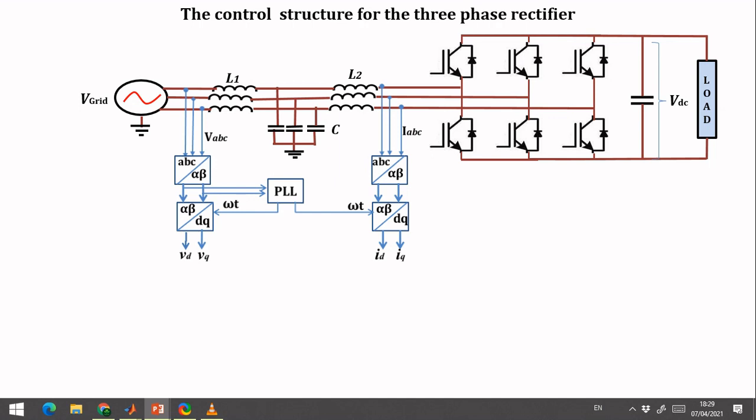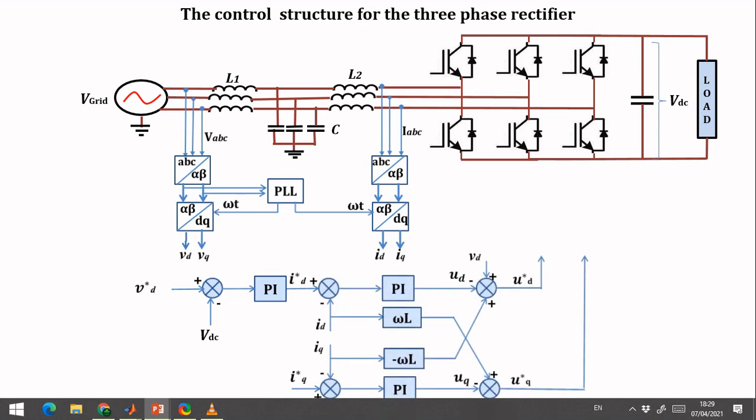This rectifier has two controller loops, the voltage outer loop and the current inner loop. In the voltage loop, the output DC voltage is compared with the reference voltage to get the error, and then the error is sent to a PI controller to generate the reference current Id, and the reference current Iq is set to 0. In the current loop, the reference currents Id and Iq are compared with the actual inverter currents Id and Iq to get the error, and then the error is sent to a PI controller to generate the reference voltages Vd and Vq. The generated reference Vd and Vq are converted to abc signals and then sent to the PWM generator to generate the control signal for the 3-phase rectifier.